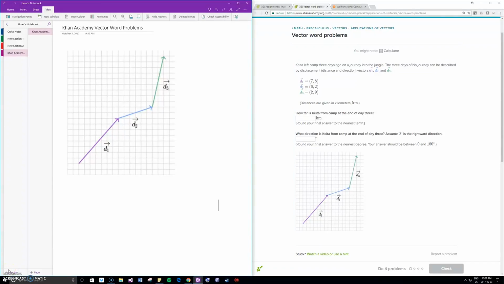Hey everyone, I've had a few people ask me to go over the Khan Academy vector word problems. So I just opened up one here.